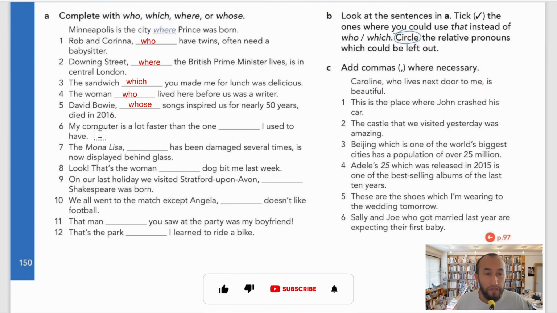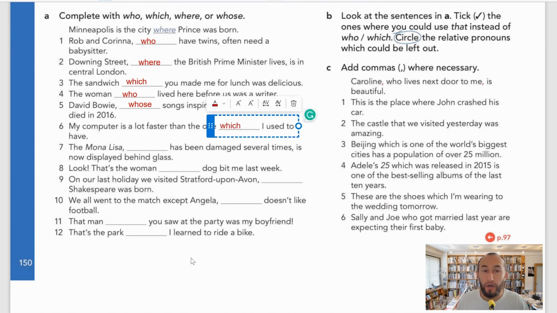Now, number six, my computer is a lot faster than the one which I used to have. I'm talking about a computer. Computer is an object, so we use which for that.